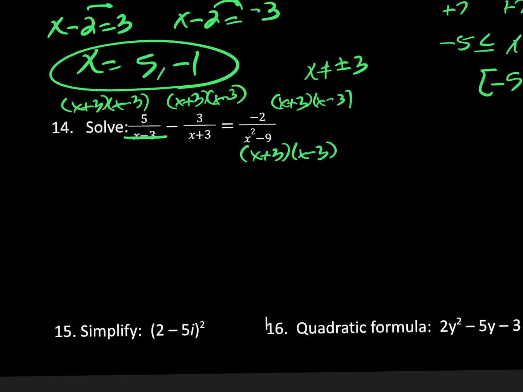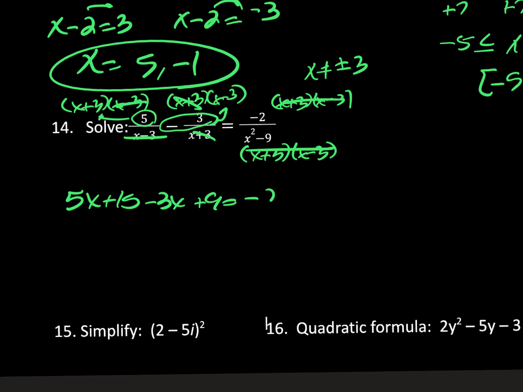What happens on the first one is the x minus 3 is canceled. That leaves a 5 and an x plus 3. So multiply those. 5 times x, 5 times 3. On this one, the x plus 3 is canceled. So I'm going to do a negative 3 times that, which is negative 3x plus 9. Over on the right-hand side, everything cancels. That just leaves a negative 2.